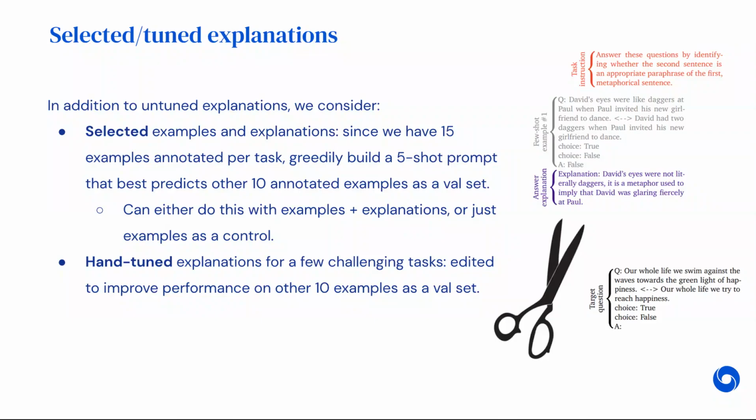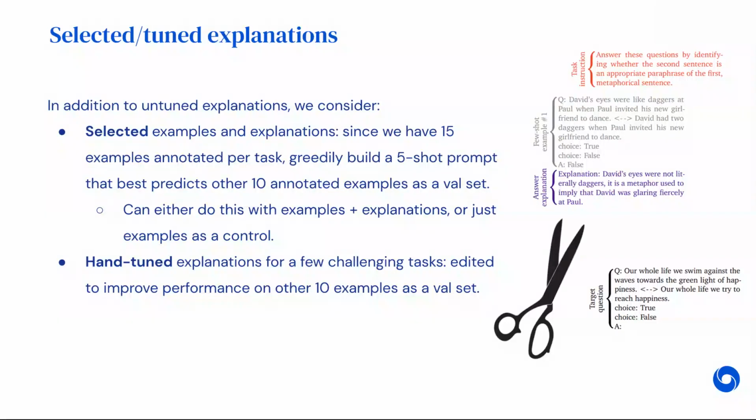And as I mentioned on the previous slide, we considered also selecting or tuning explanations. So we did this in 2 ways. One way is to select the examples and explanations that build up a prompt. We have 15 examples annotated, but we only used up to 5-shot prompts. So we can greedily build a 5-shot prompt by seeing how well the examples used predict the other 10 examples that we annotated. And we can either do this with examples that have explanations in them, or just as examples as a control without explanations, or examples with control explanations.